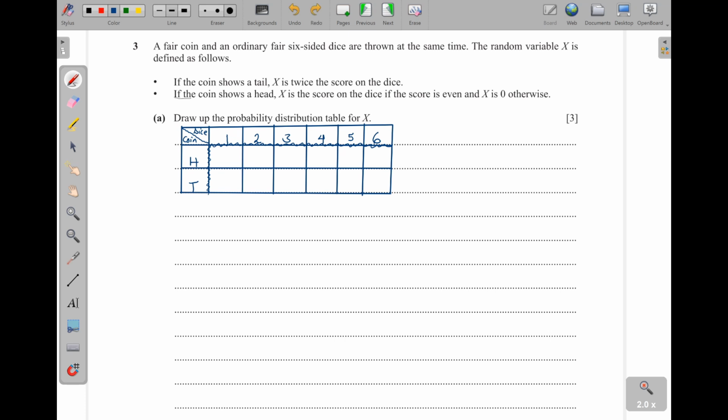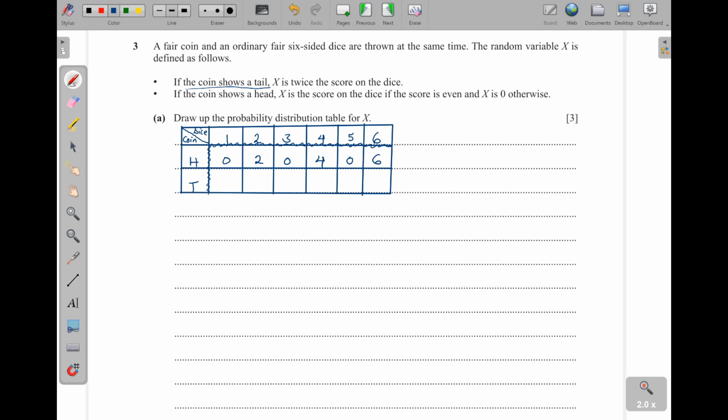They told us that if the coin shows a head, X is the score on the die if the score is even, and X is 0 otherwise. So the scores which are even, we can see 2, 4, 6. So that means we are going to write here a 2, a 4, and a 6. Then for these others I will put a 0.